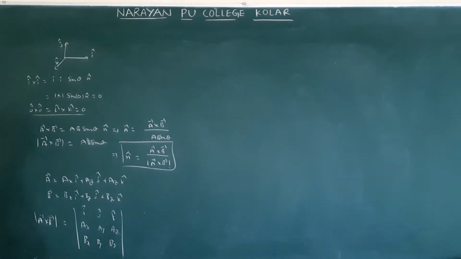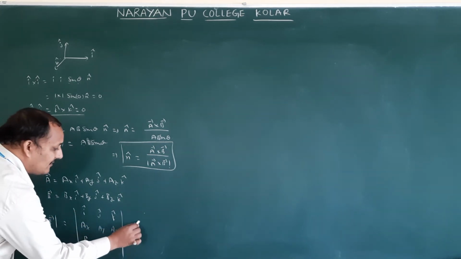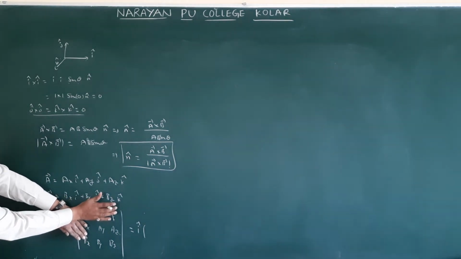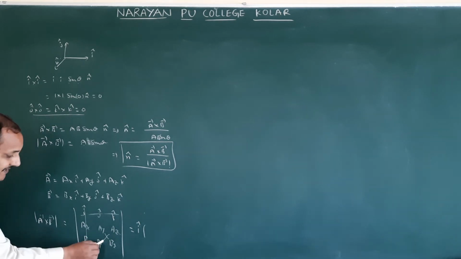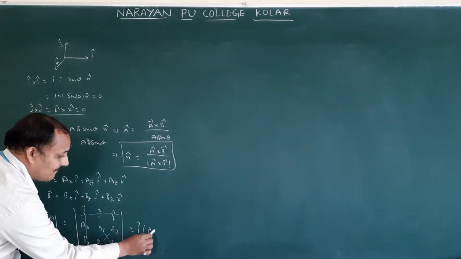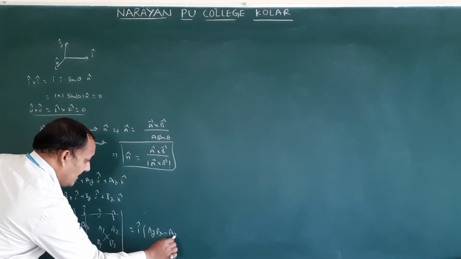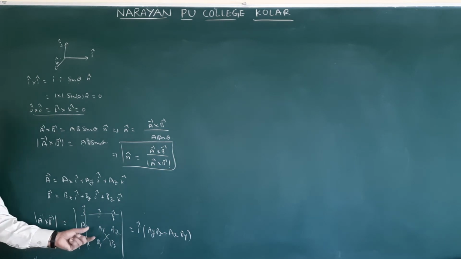How to do this? First we multiply with I cap. I cap into, so this row, this column we have to close. If we close it, we multiply these two: AY BZ minus AZ BY. If you do one example, you can understand how to do it.